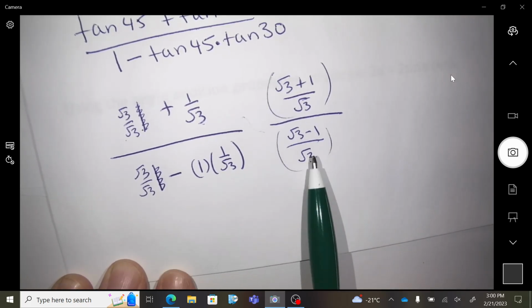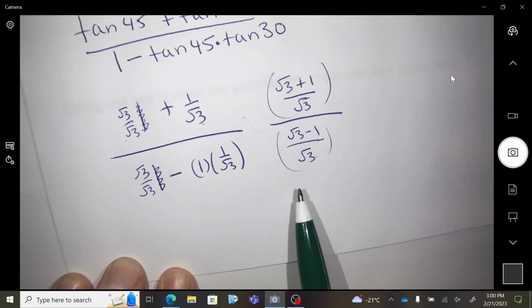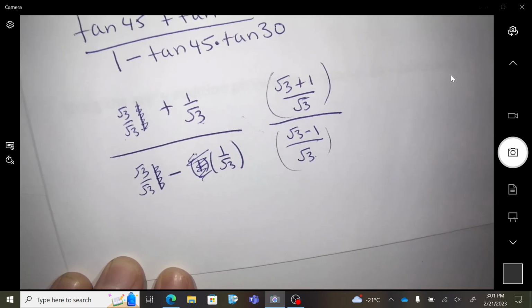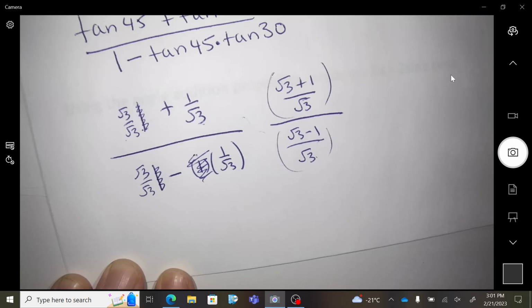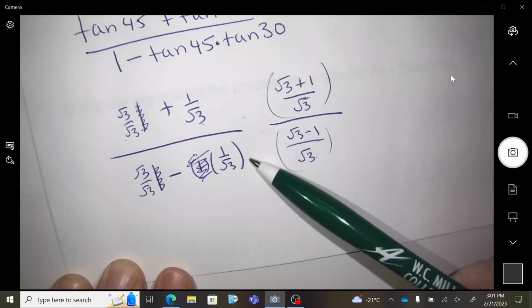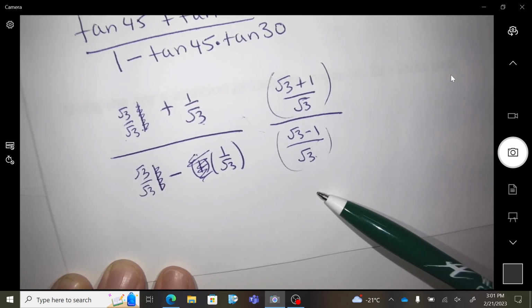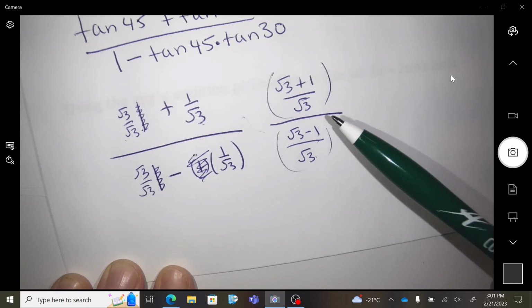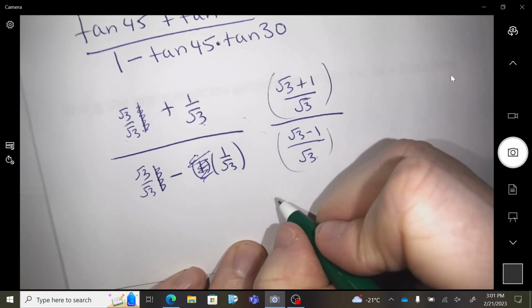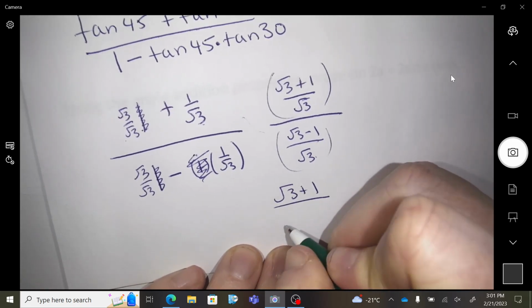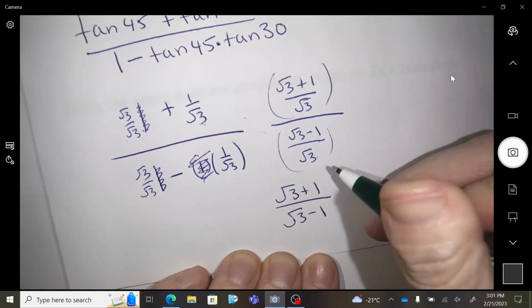Can you just kind of ignore the 1 because it's just a 1? I just ignored this like that. Is that what you mean? Yeah, just ignored it because it was 1 times something. Do you understand this would get flip multiplied? Yeah. And what would happen? The root 3's would cancel. So root 3 plus 1 over root 3 minus 1.